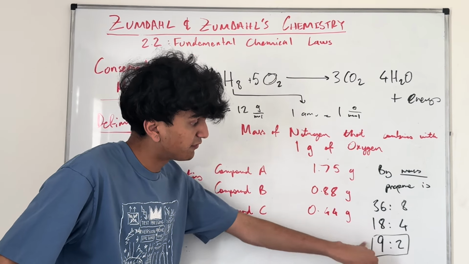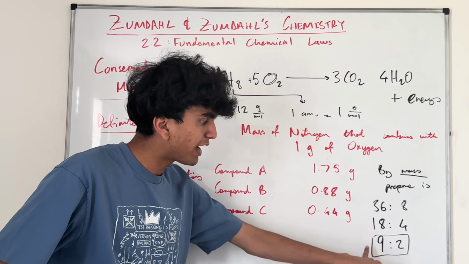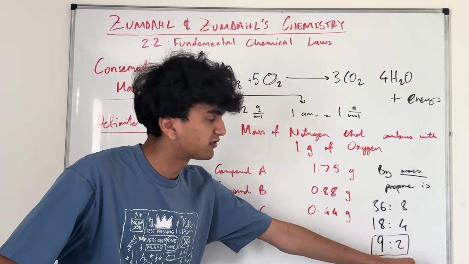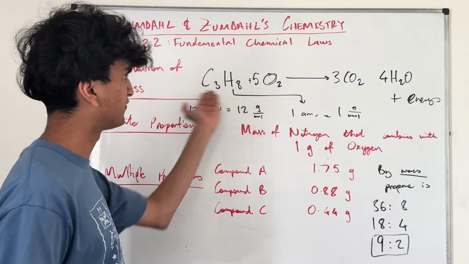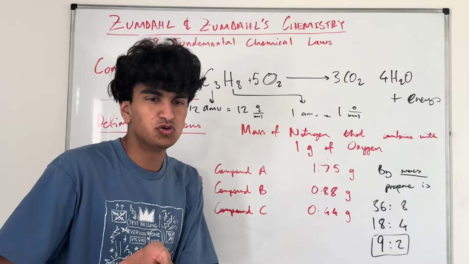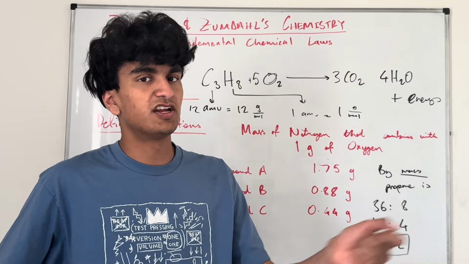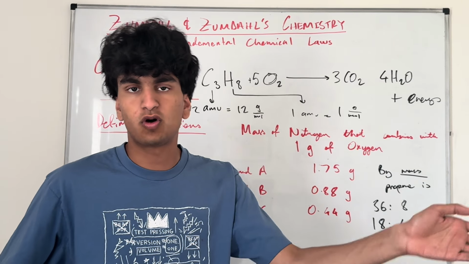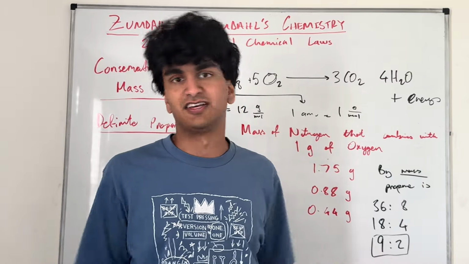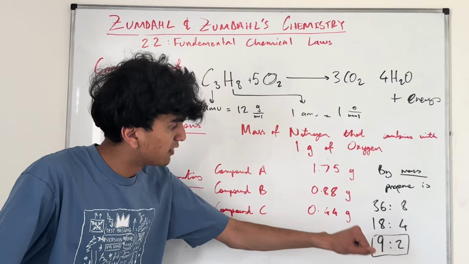it's always going to follow a 9 to 2 ratio, because if you have more carbon than hydrogen, well, then you don't have propane. This doesn't follow our recipe, right? It's like if you're baking a cake and the recipe calls for 1 cup flour, 1 cup water, and you have 2 cups of flour and 1 cup of water, then you don't have cake. You're just not following the recipe, right?